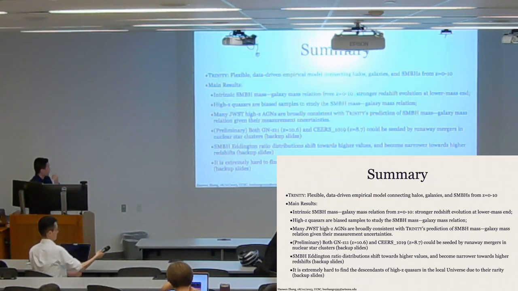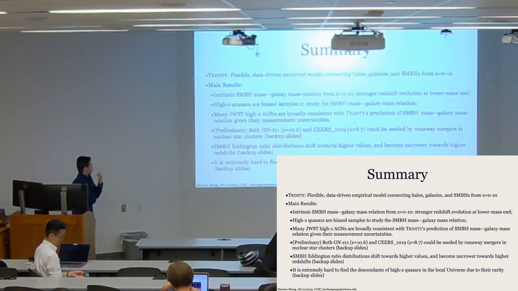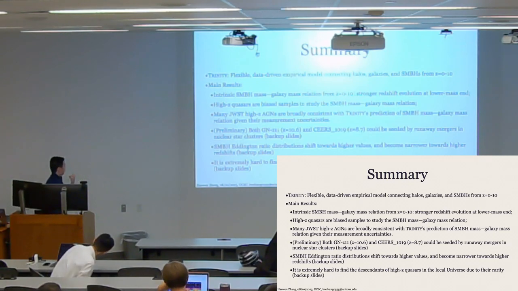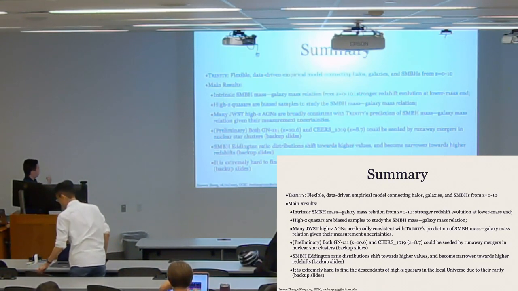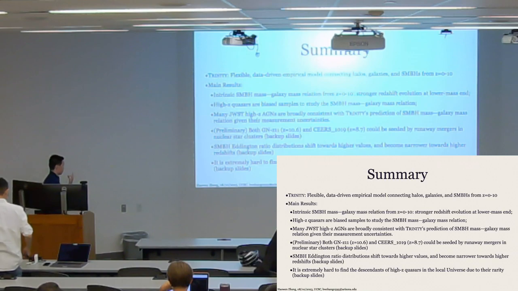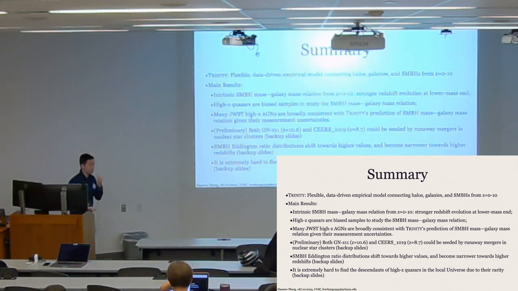So in the interest of time, I'll just summarize here. In my PhD, I built this Trinity model with all my advisors and collaborators. This is a very flexible and fully data-driven empirical model to understand how black holes evolve in different halos and galaxies. And the main results, firstly, we do see some redshift evolution in the intrinsic black hole mass versus galaxy mass relation, which is stronger at the low mass end.